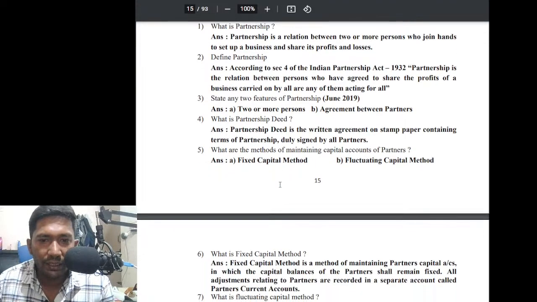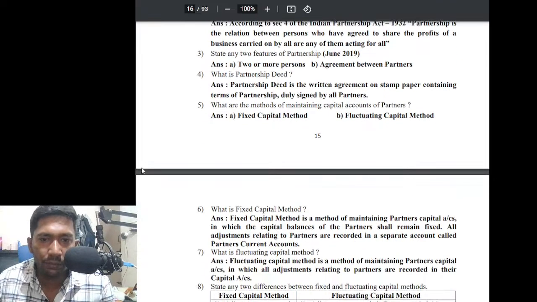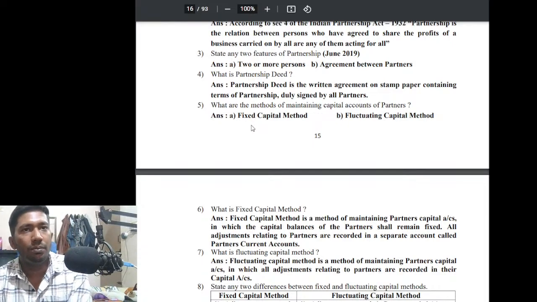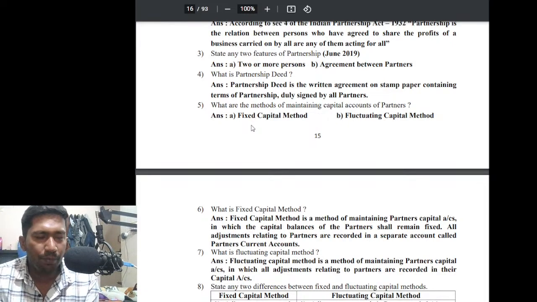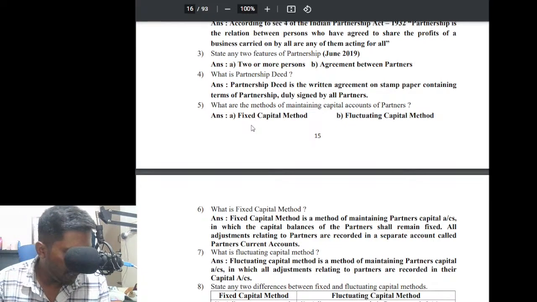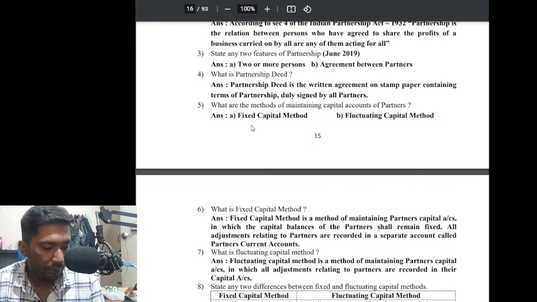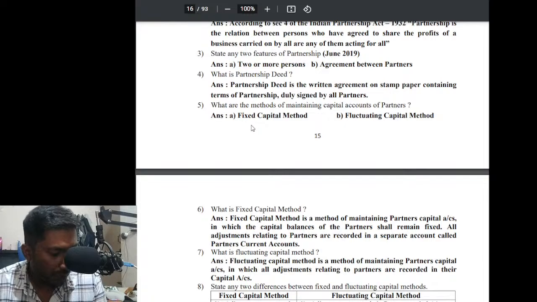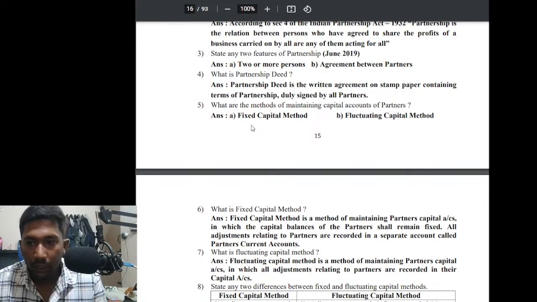Okay, the next, features of partnership: there will be two or more partners and there will be an agreement between them. Then next we have is, what do you mean by partnership deed? Partnership deed is an agreement. Okay, in simple meaning, partnership deed is an agreement written between two partners. Okay, guys.